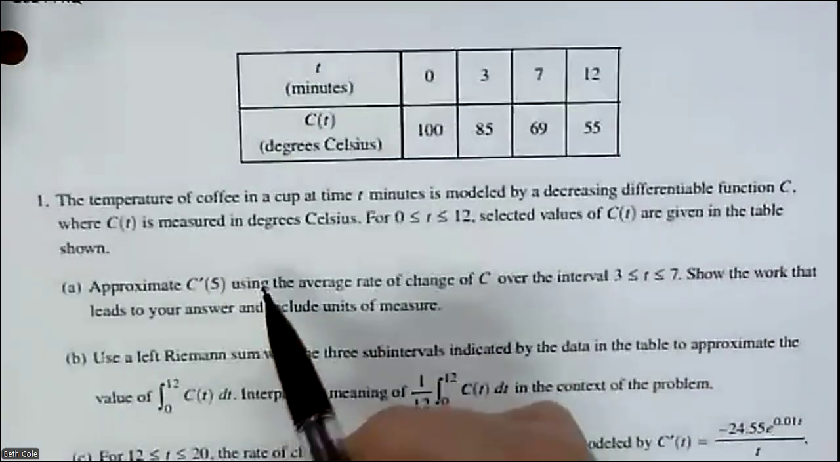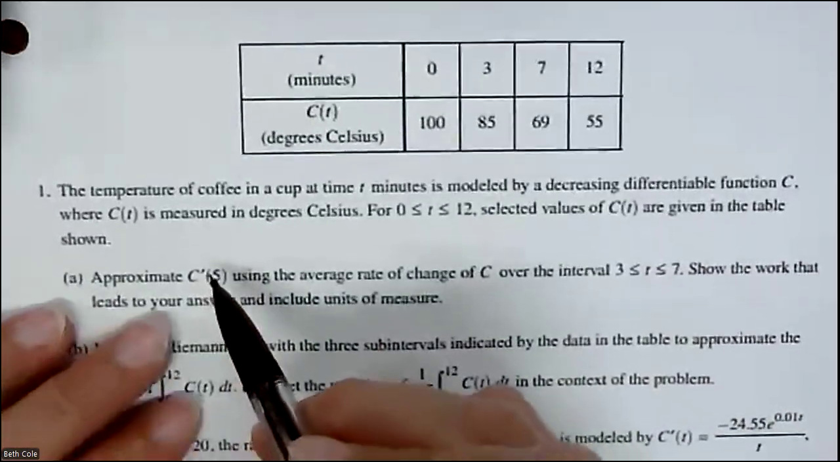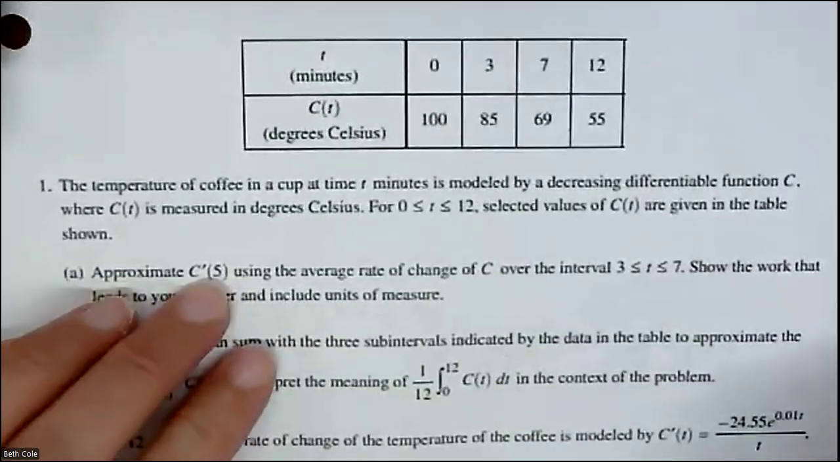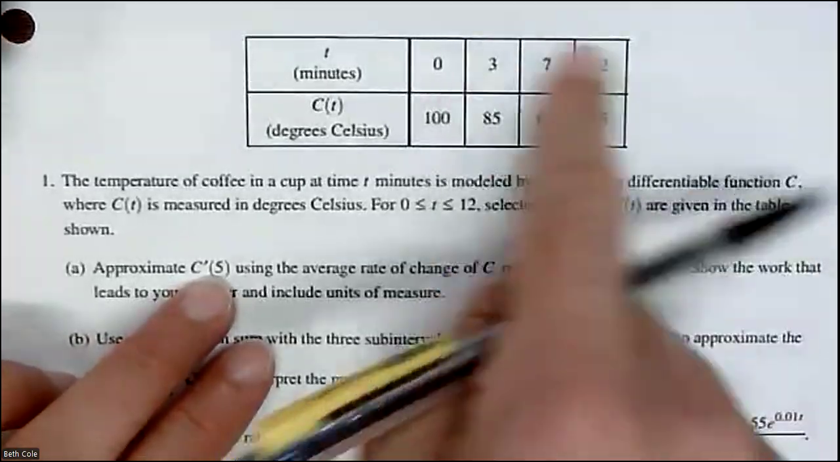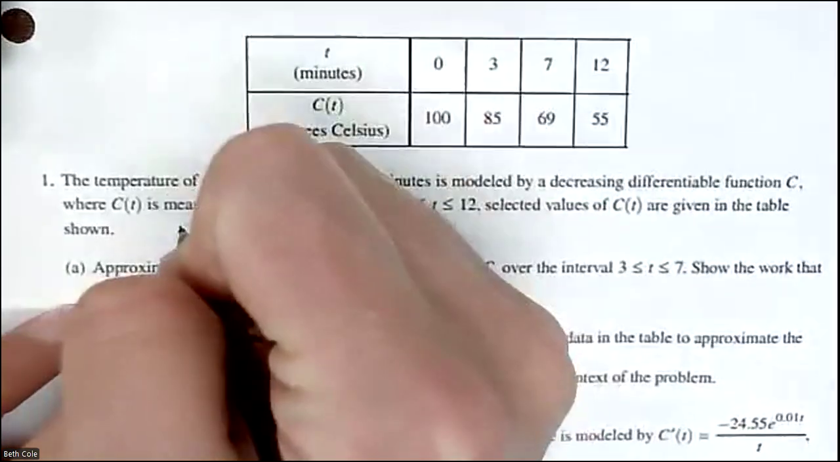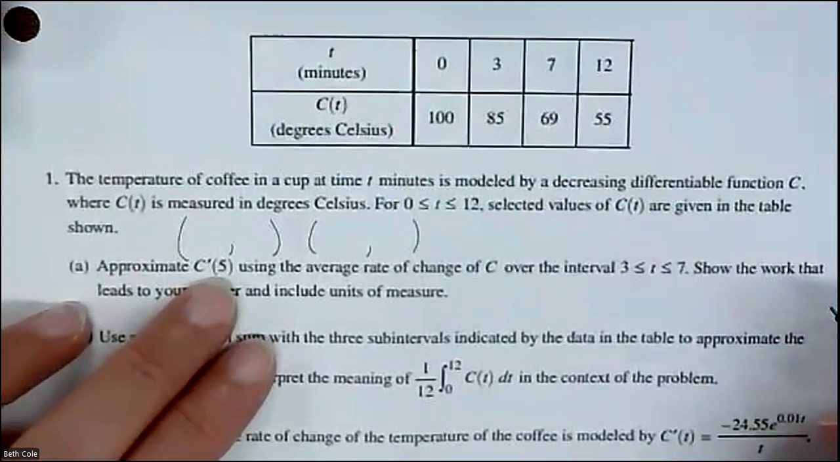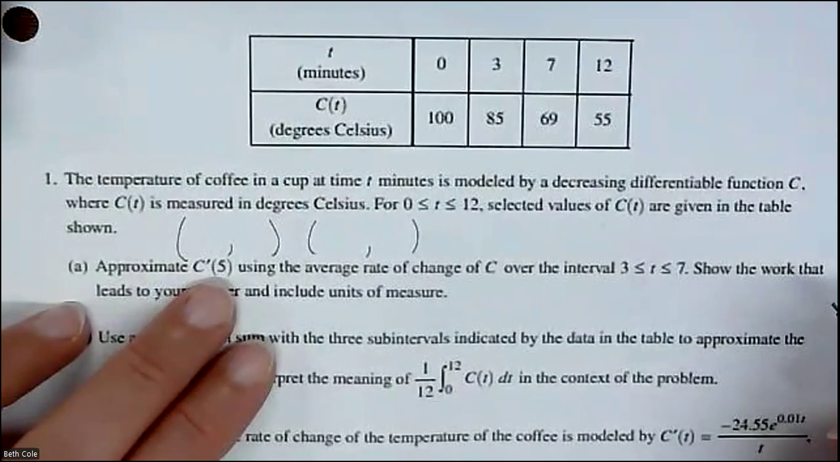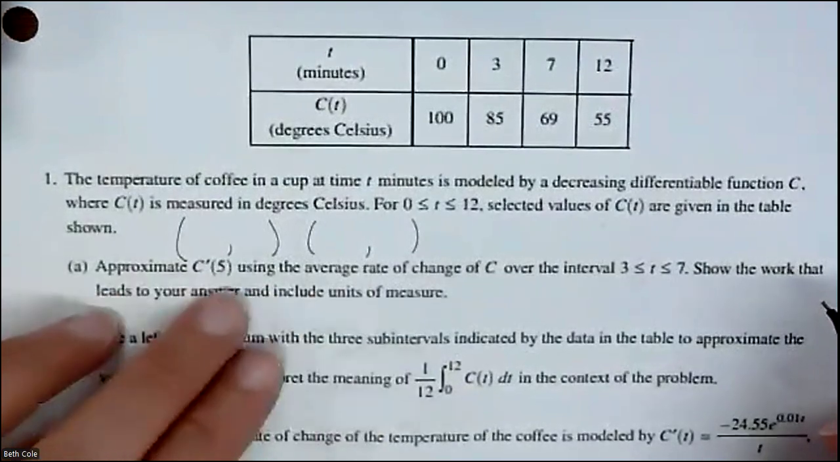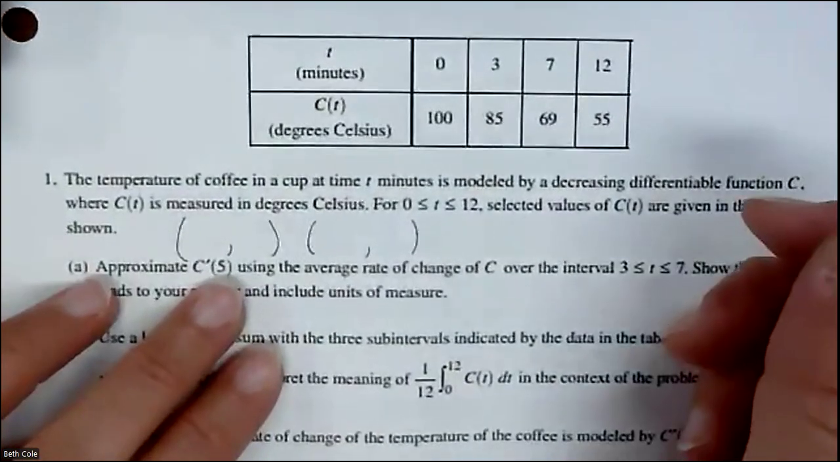Okay. Thank you. Now this says approximate the derivative at 5. Approximate because we can't find it exactly. All we have are these numbers. Do not be too proud to list out the points that you're going to use. If you mess up a slope, which is what this is, average rate of change means slope, you're going to be upset.